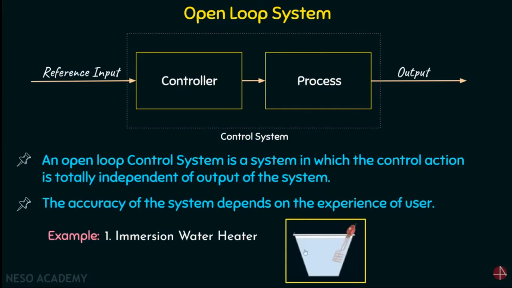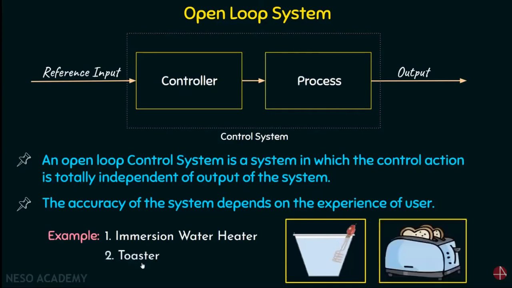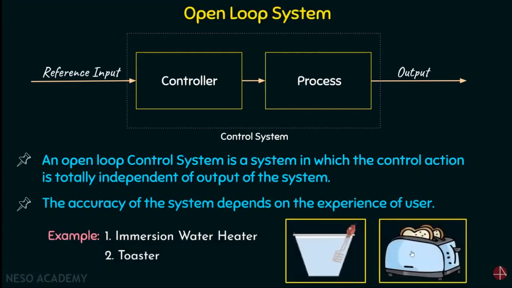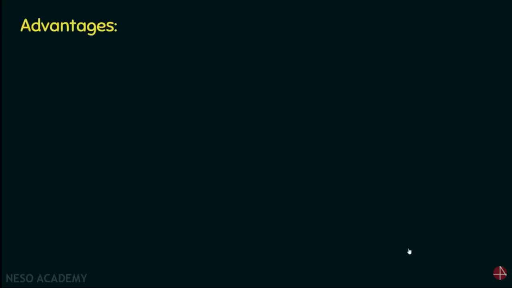One more classic example is a toaster. The toaster goes on increasing the temperature of the bread, but it doesn't know when to stop heating. And that's why sometimes we get to know that the toast has burnt. So now we are done with the introduction of the open loop system. Now let's move on to the advantages of using an open loop system.